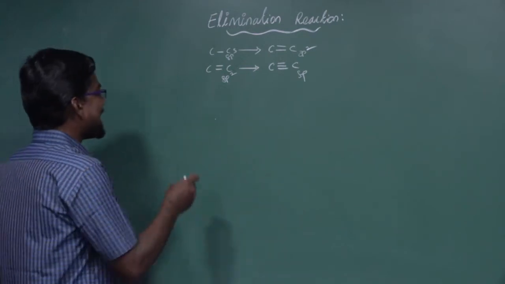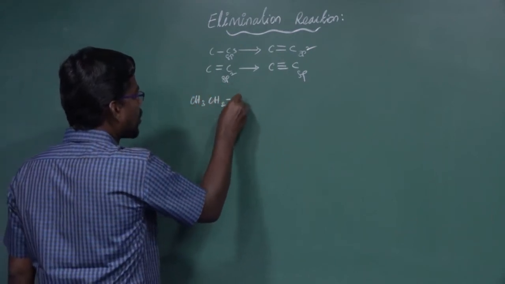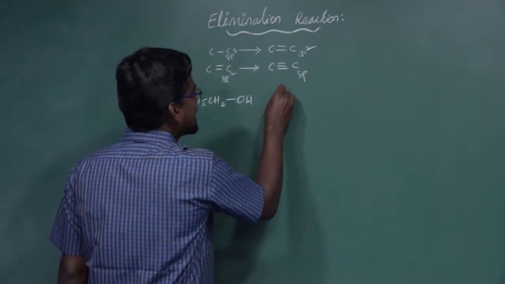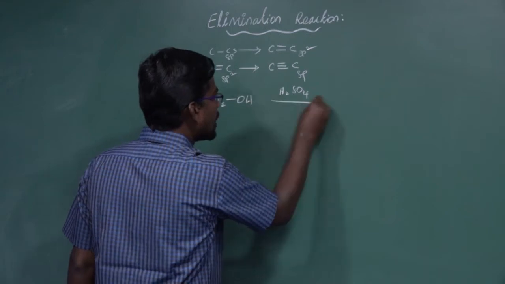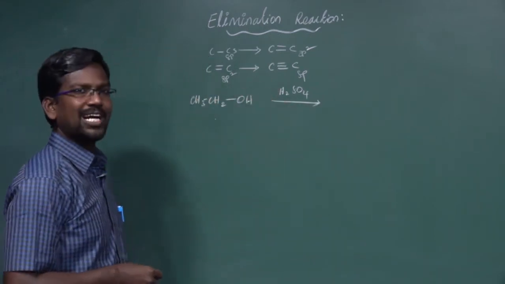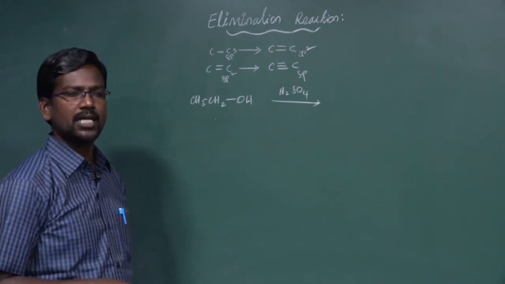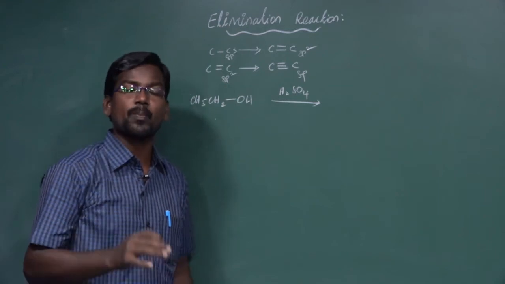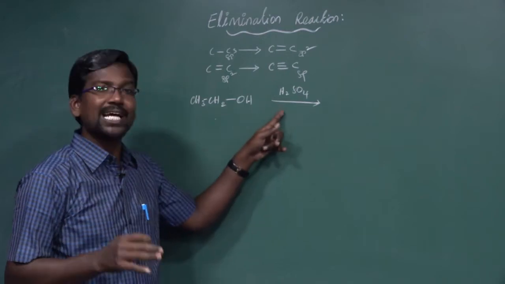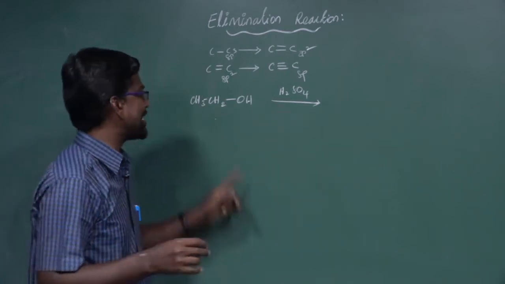For example, ethyl alcohol, CH3CH2OH, reacts with concentrated sulfuric acid, H2SO4. Concentrated sulfuric acid is a powerful dehydrating agent. Not only sulfuric acid, but also phosphorus pentoxide, potassium bisulfate, and orthophosphoric acid are powerful dehydrating agents. It removes a water molecule from the ethyl alcohol.